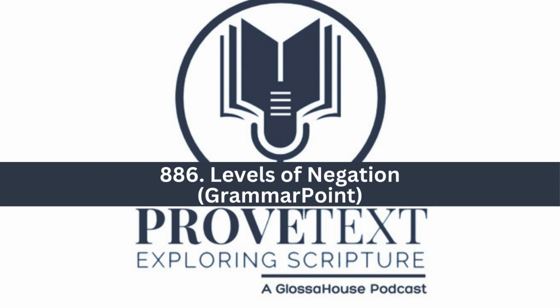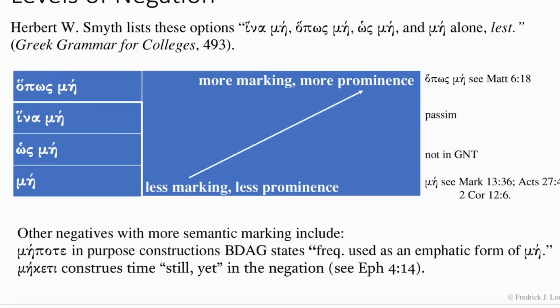Welcome back to GrammarPoint. I'm Fred Long, and we're looking at purpose constructions. Purpose constructions are constructions where you have an expressed means leading to an end. There's some idea of intention here, intentionality involved. Someone is doing something that is done in order that some goal or end is achieved.